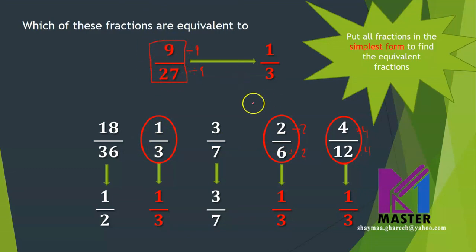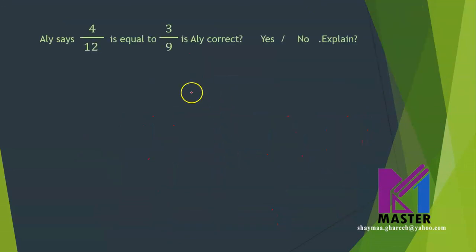Okay? Is this clear? So with this kind of questions, it's better to put all the fractions in the simplest form to identify the equivalent fractions. Now look at this example. Ali says 4 over 12 is equal to 3 over 9. Is Ali correct? Yes or no? And explain. Let's see. Of course, yes. Why?